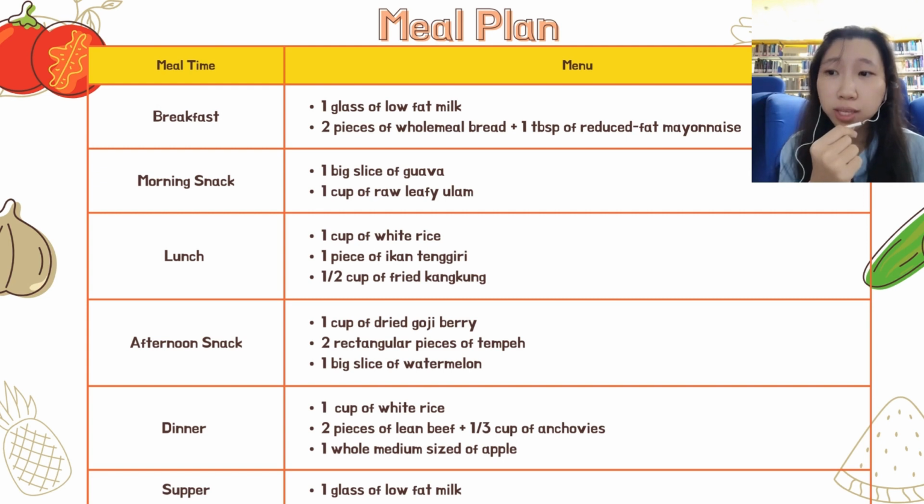Until the afternoon snack, we suggest 1 cup of dry goji berry, 2 rectangular pieces of tempeh, 1 big slice of watermelon. Until the dinner, we suggest 1 cup of white rice, 2 pieces of lean beef, plus 1/3 cup of anchovy and 1 whole medium slice of apple. Until the supper, we have suggested 1 glass of low-fat milk for May.